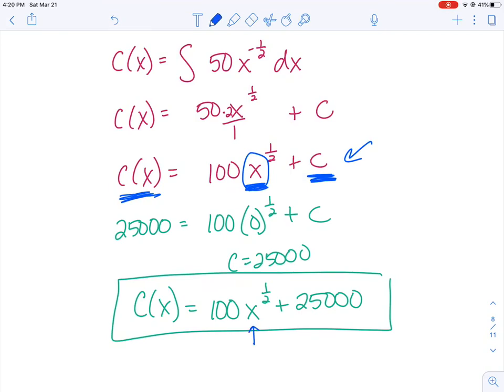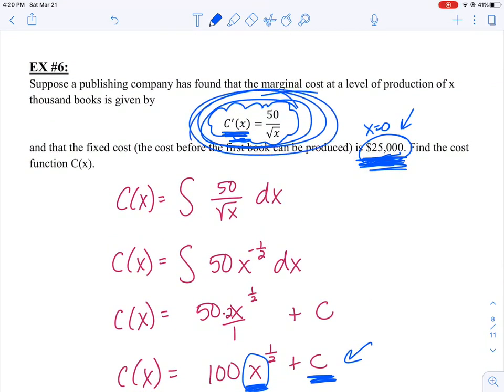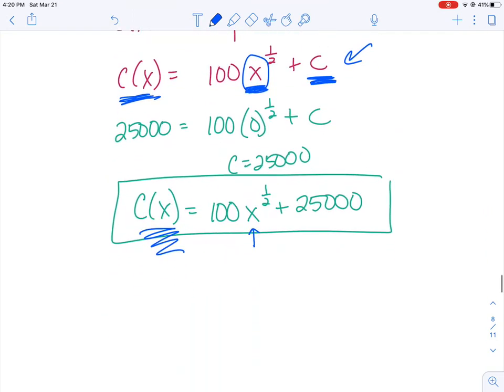So when I ask you to figure out what the cost is after producing 2,000 books, you can plug in a 2 there. Or 3,000 books, you can plug in a 3 there, and you should be able to figure out the cost at any moment. We know the rate at which the cost is changing up here, and now we know the actual cost to produce any amount of books. So I can use my antiderivative and my initial conditions to find an exact solution. Okay? All right, that was the end.